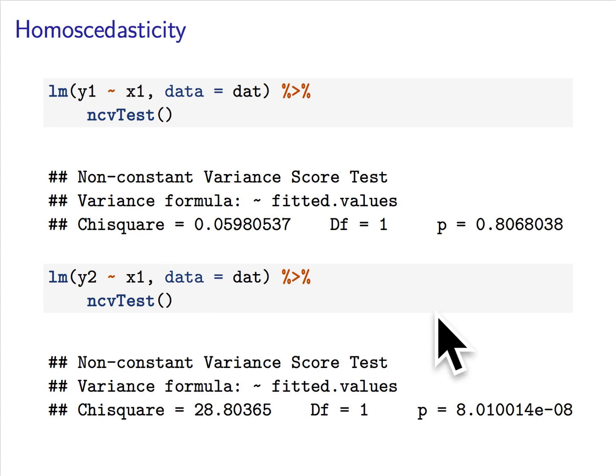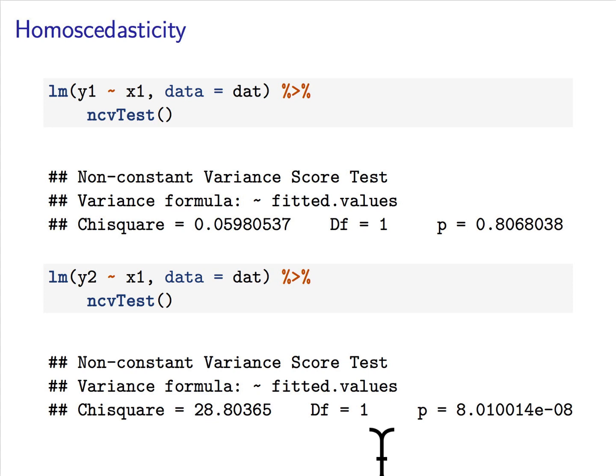And then model 2 has this very low p-value. And so we reject the null hypothesis and we say there is good evidence that our homoscedasticity assumption has been violated in model 2.